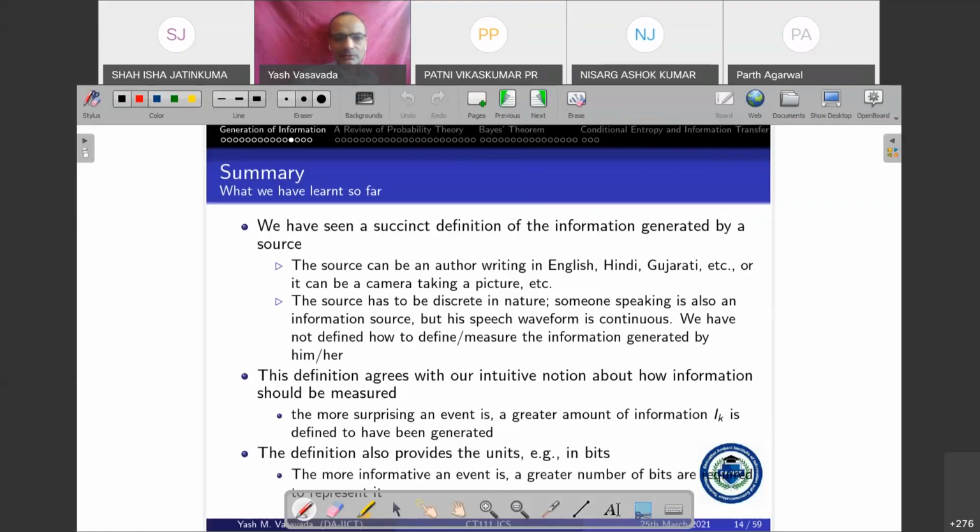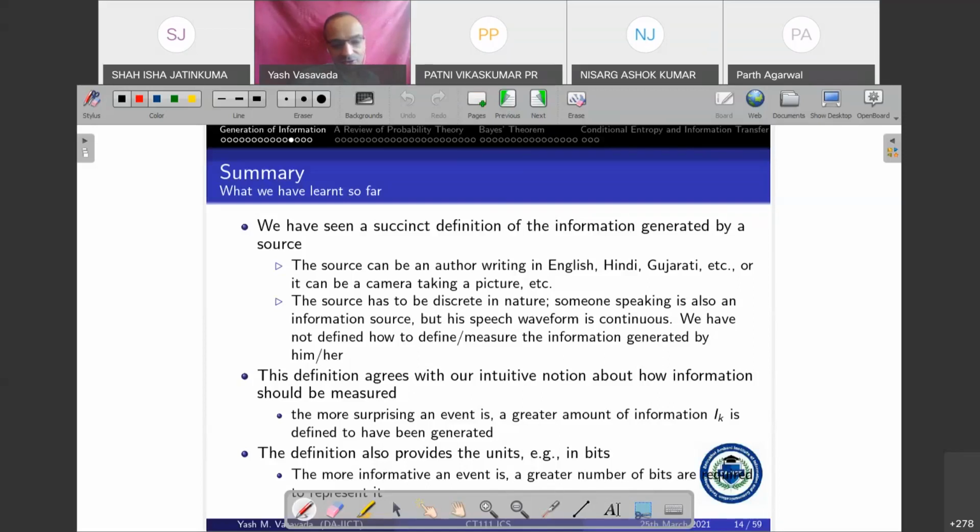Okay, so another aspect of this definition that we have seen, if you think about it, is that it gives you a certain numerical value associated with the information generation. And specifically, it says that if a particular event is highly informative, then the number of bits generated when that event occurs is large, right? So that is something quite unique.